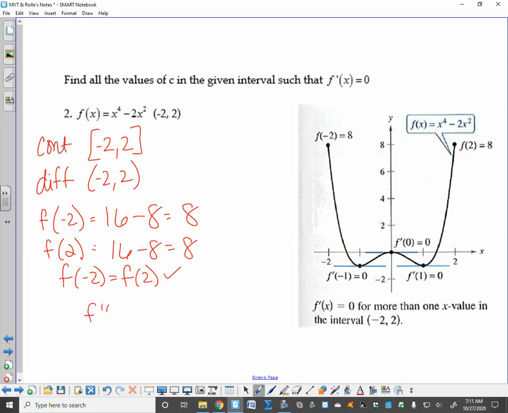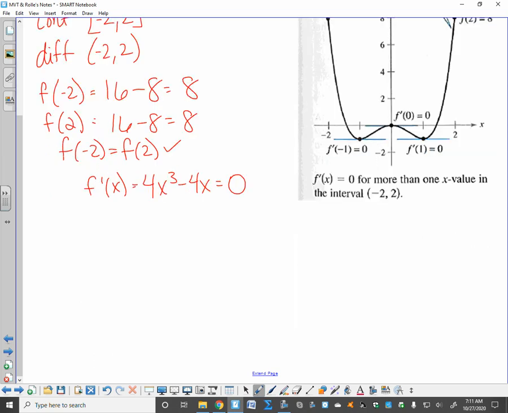So now I'm going to take the derivative, 4x cubed minus 4x, and set it equal to 0, because that's my slope. Let's see. I'm going to factor out a GCF of 4x. So that one's going to give me x equals 0, and that one's going to give me x equals plus or minus 1. Dang, he's got 3.